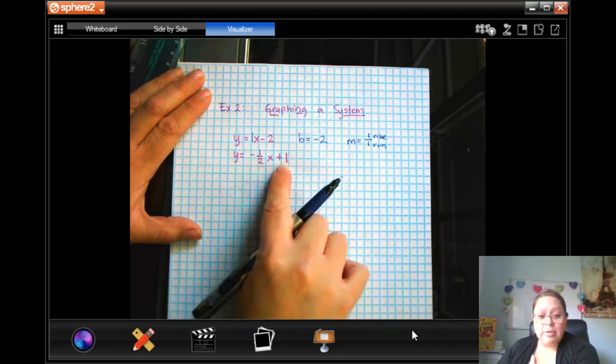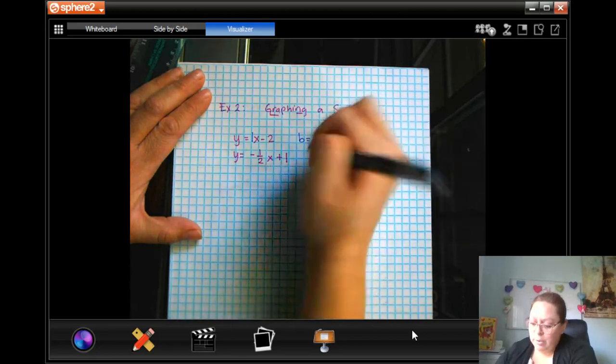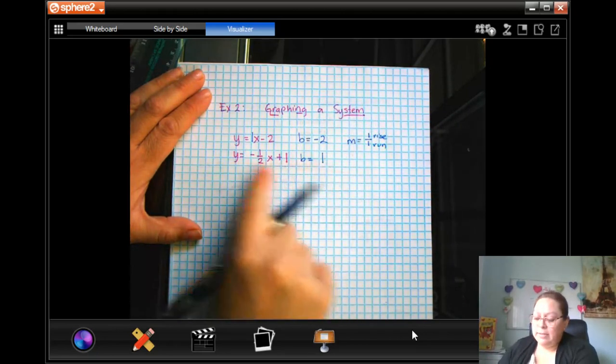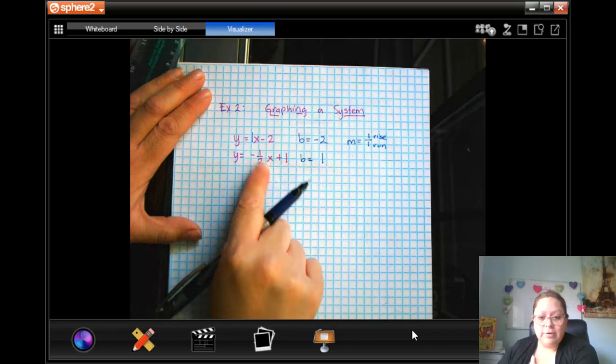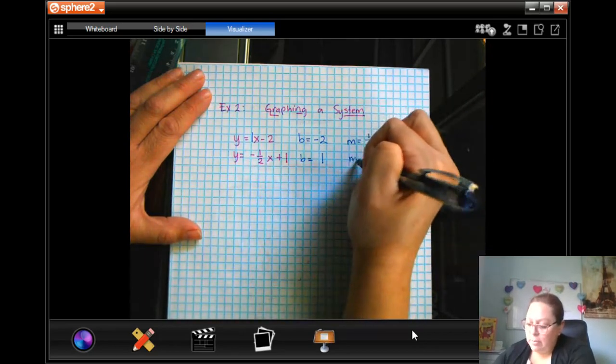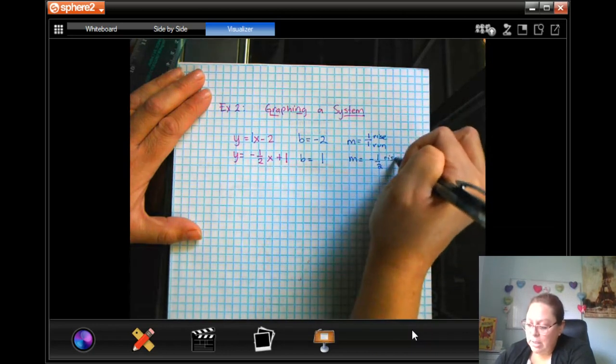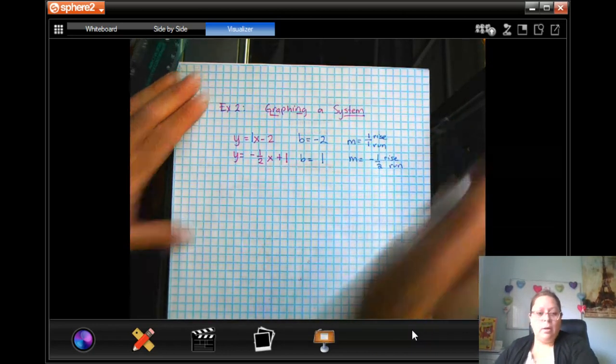Now, let's go ahead and do the second equation. We have the y-intercept as 1, a positive 1. And then the slope is negative 1 over 2. So we have m equals negative 1 over 2. The rise and the run. Okay?